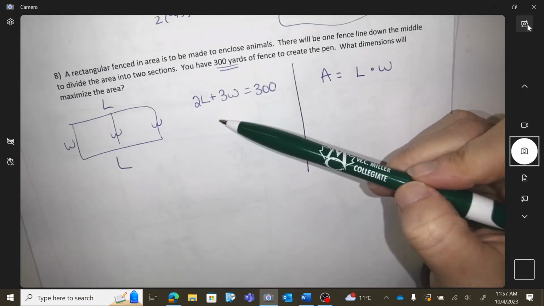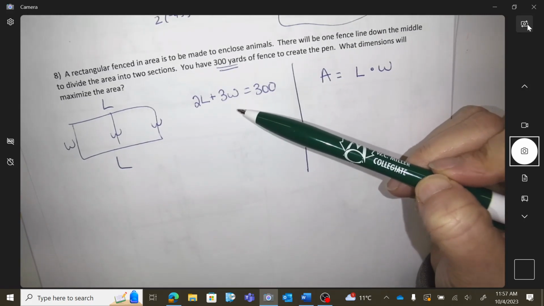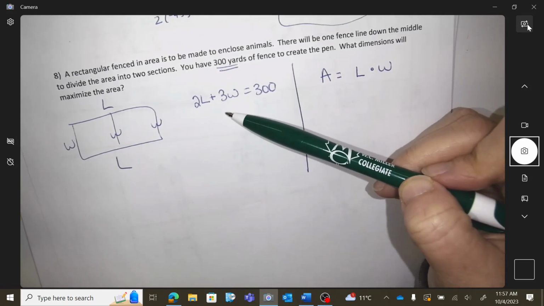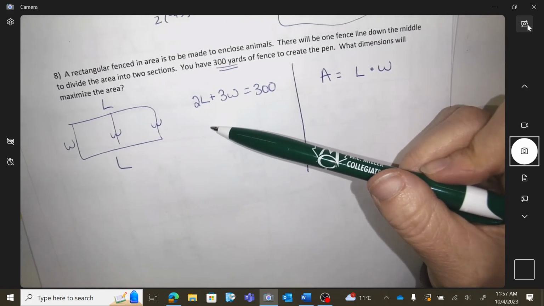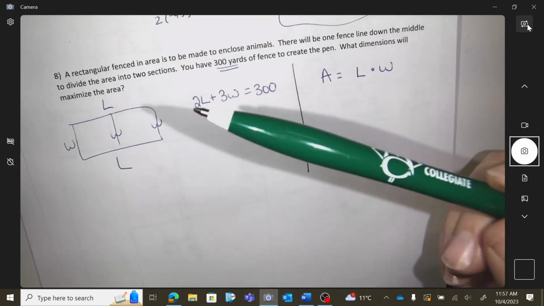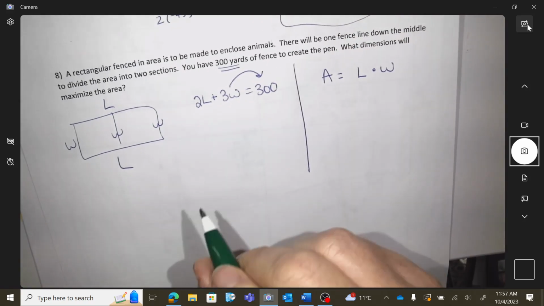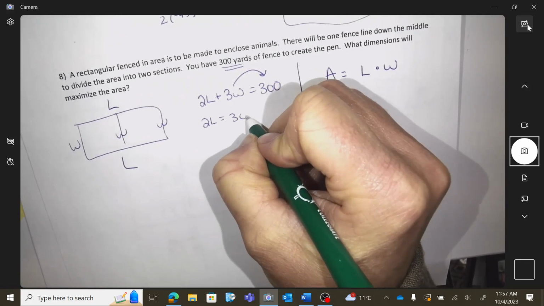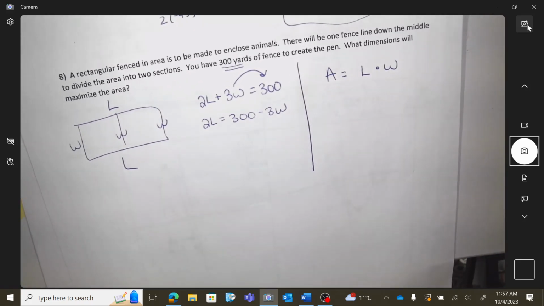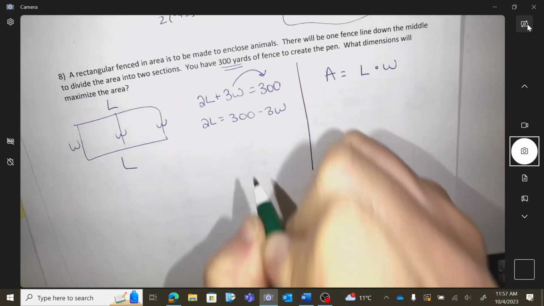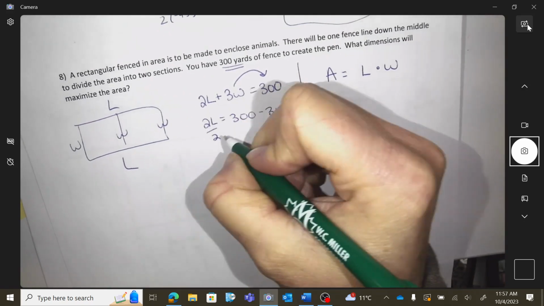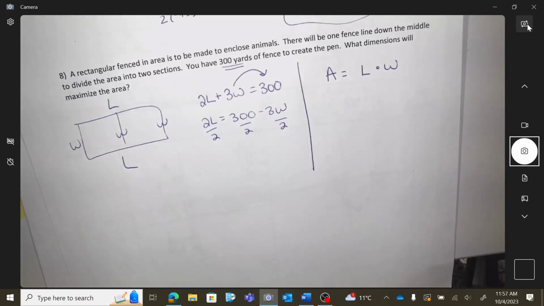So here's where I'm going to start. Which letter is easier to get alone? Would you want to try to get the L by itself or the W? And the pick would be the L. Whatever you have fewer of would just be the pick. So that would mean what? Move the W out. If you're trying to get the L alone, you got to move the W stuff. And then it's like giving candy to children. If you're going to divide, you got to do it to everything.